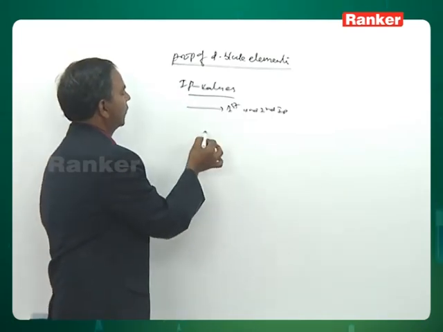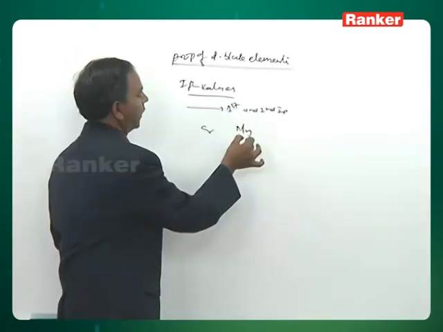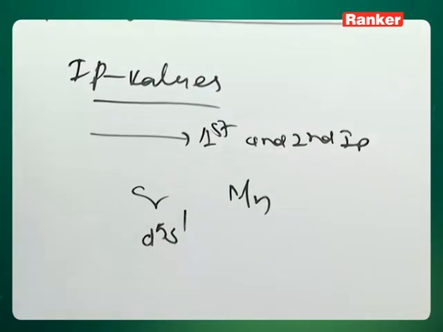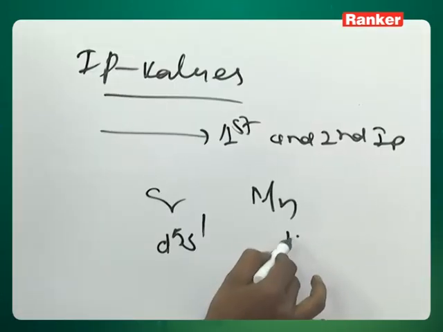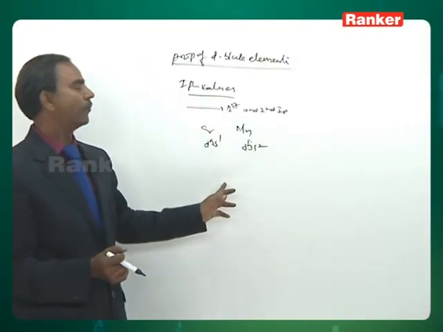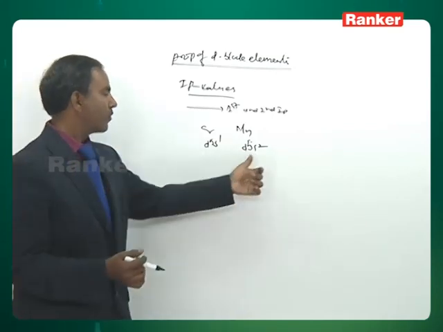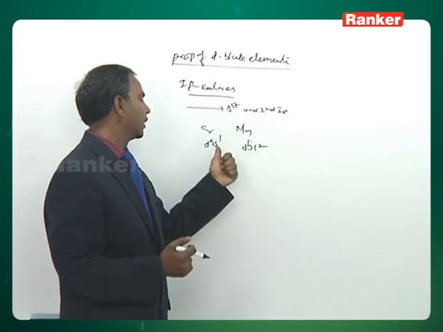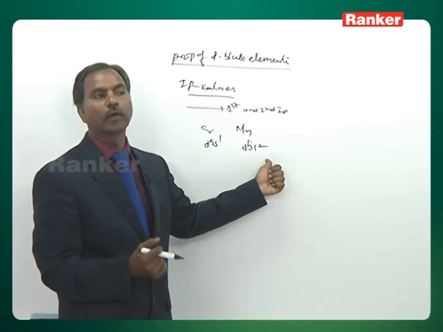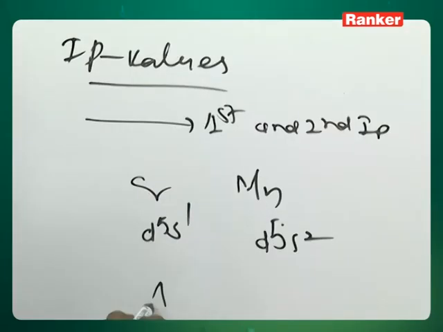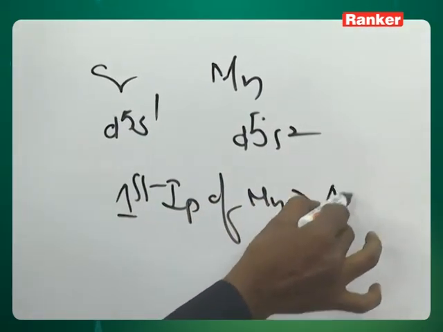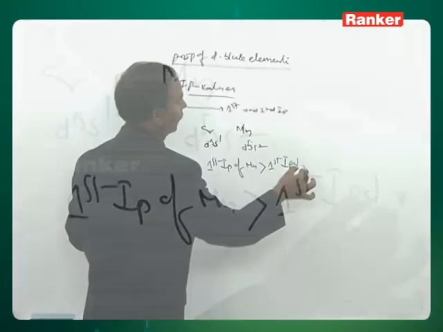But consider chromium and manganese. What is the electronic configuration of chromium? You know well, D5S1, and manganese is D5S2. Now, from which can you easily remove the electron? Removal of an electron from S1 is easy, but from S2 is difficult. Therefore, I write a statement. Look at the board: the first IP of manganese is greater than the first IP of chromium.